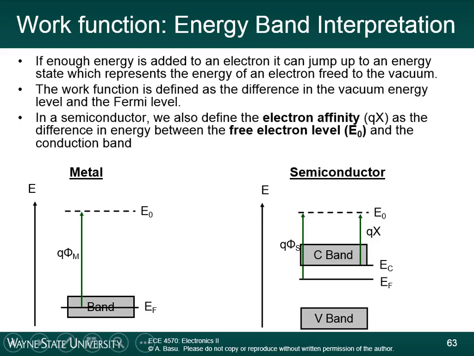So this difference between the Fermi level of a metal and the free electron level is given as q phi m. So this is the energy band diagram for a metal.